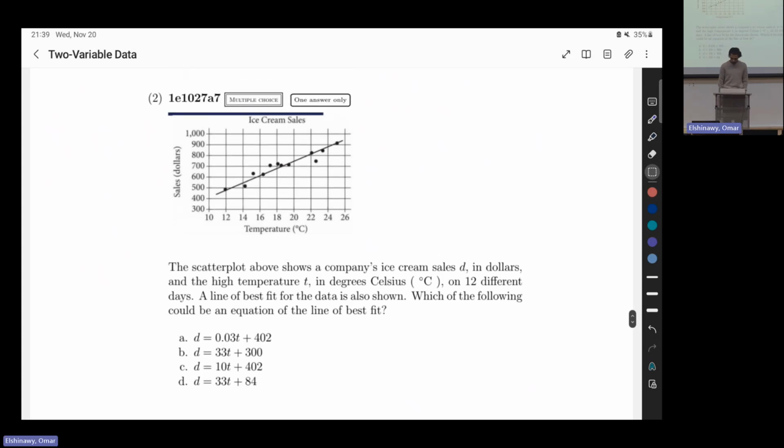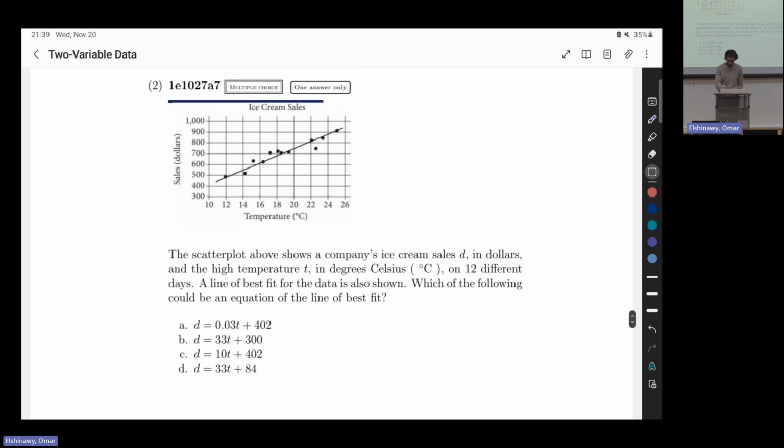But if it is clear, then this should be a nice problem for you to attempt. 60 seconds. Talk about it now.